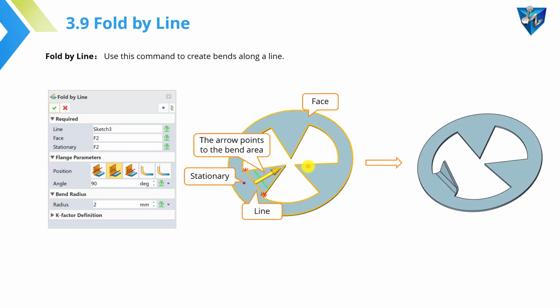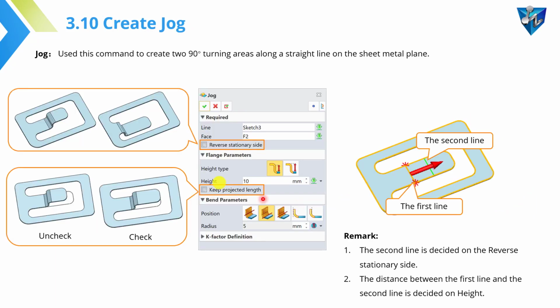And the next one is fold by line. As its name implies, we can use the command to create a bend along a line. And the last one is jog. We can use this command to create two bends and two flanges along a line. Okay, now let's move over to ZW3D to show you more details.